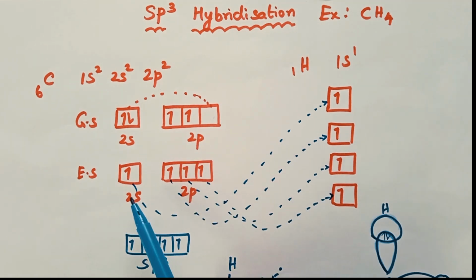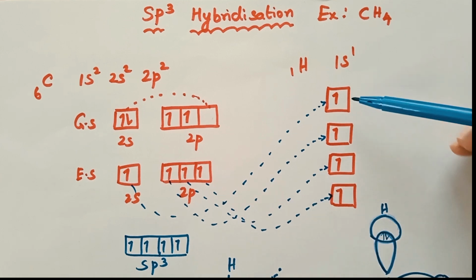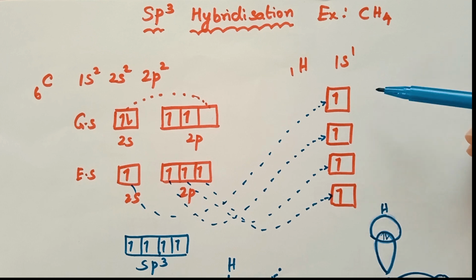So totally there will be 4 unpaired electrons. This s orbital and p orbital together mix to form sp3 hybrid orbitals. These 4 unpaired electrons pair up with 4 unpaired electrons of hydrogen to form sp3 hybridization.